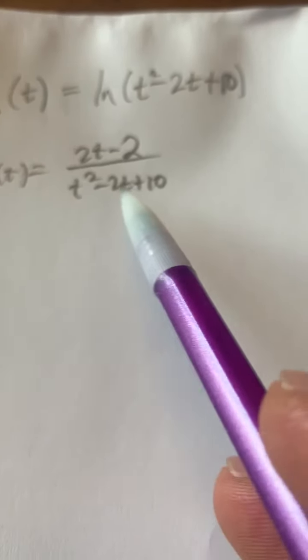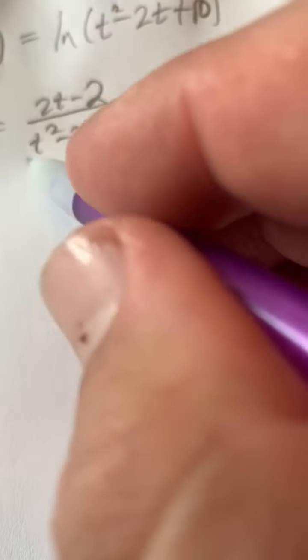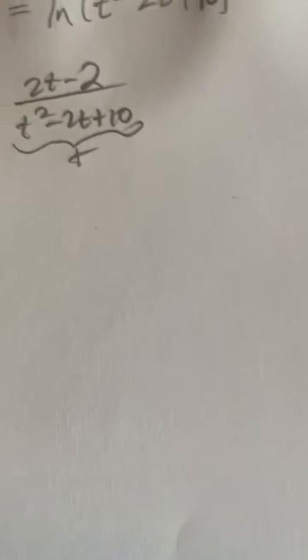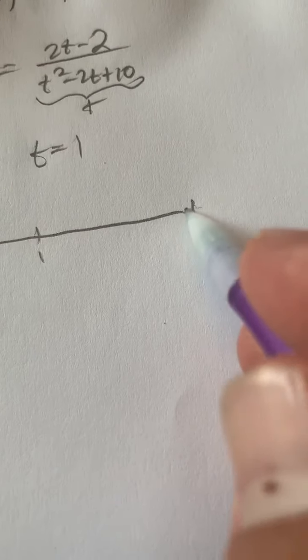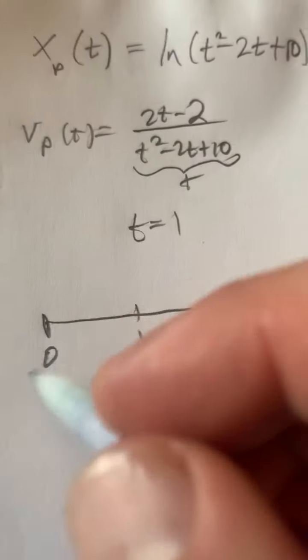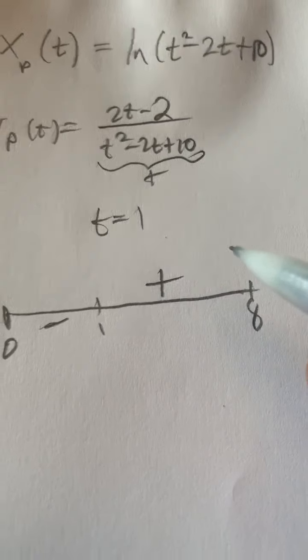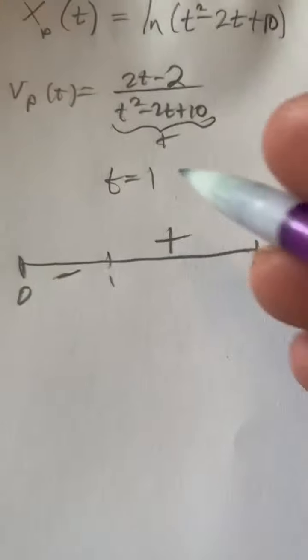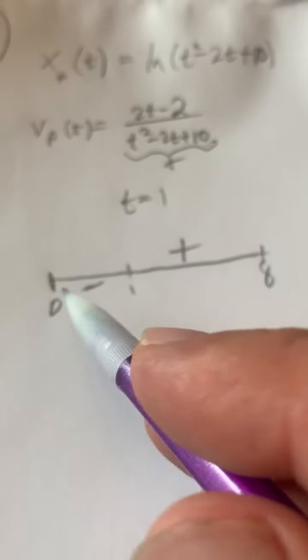So I started thinking about factoring this. I couldn't. I started plugging some values in, and I realized that this bottom part here is only ever positive. So the only time we can be 0 is when the top is equal to 0, so at t equals 1. So if I do a sign chart of the velocity from 0 to 8, if I plug in something smaller than 1, I get negative. If I get something bigger than 1, I get positive. So I would say that the particle is moving to the left.